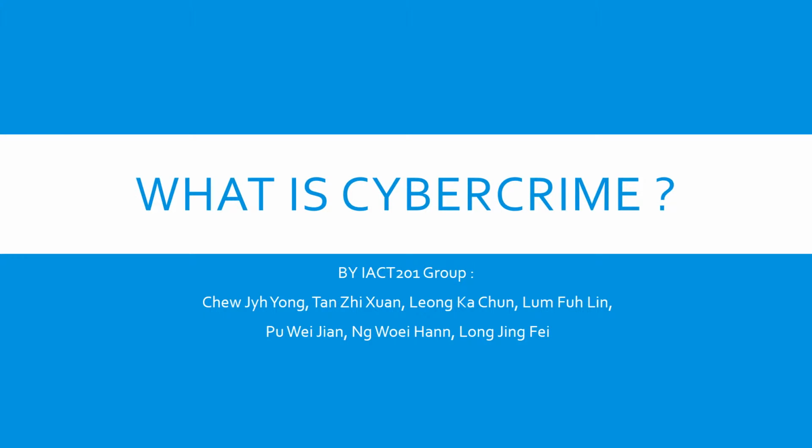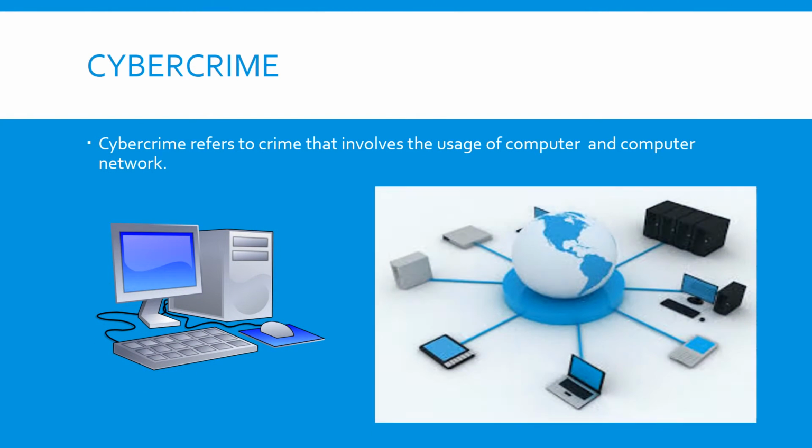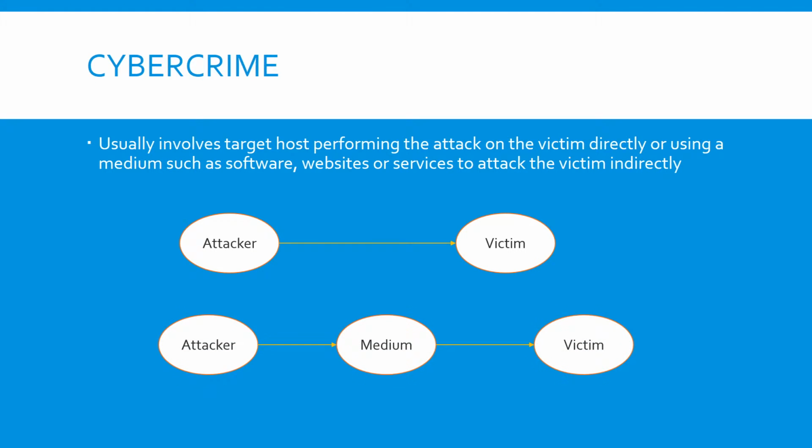Hello, today we are going to discuss cybercrime. Cybercrime refers to crime that involves the usage of computers and computer networks. Usually cybercrime involves a target host performing the attack on the victim directly, or using a medium such as software, websites or services to attack the victim indirectly.